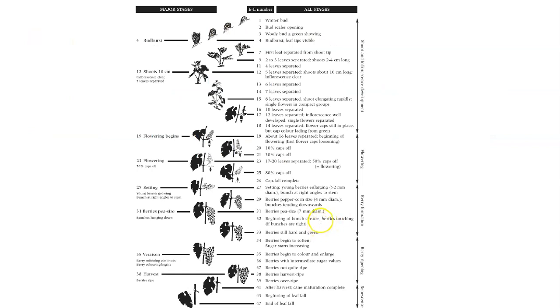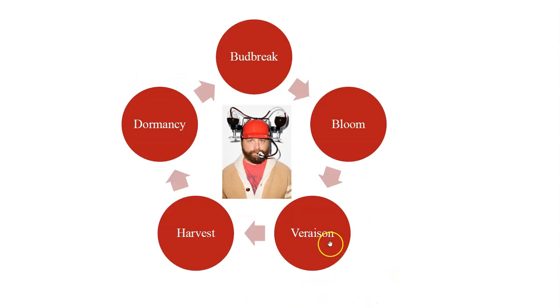So this is what the Eichhorn-Lorenz system looks like. We have these what are called EL numbers, and we can get a detailed look at phenology. But on a practical level, as grape growers, we only care about what I told you: bud burst or bud break, flowering, veraison, and harvest, and then leaf fall and dormancy. Okay. This is the cycle. I've showed you this before in 1104. Bud break, bloom, veraison, harvest, dormancy. Right? We just do that over and over and over, and that's farming.